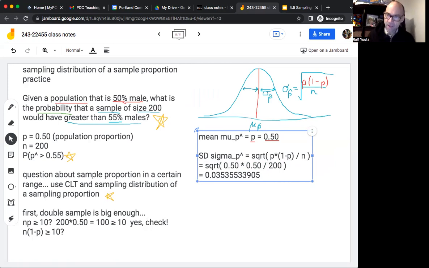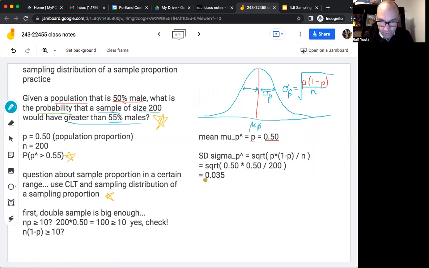0.03535533905. I just like reading all the numbers. I'll round that off to 0.035. That's a nice round off. Two digits of accuracy for my notes isn't so bad. So that's going to be our standard deviation. Notes-wise, this is the number that goes on that little arrow up there in our graph.